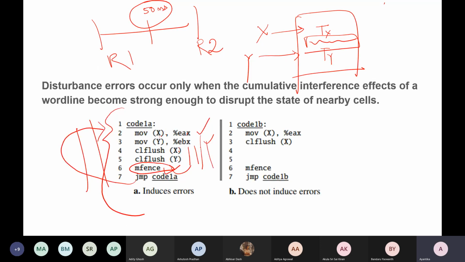That's why it is important to flush the cache, and also ensure that once the flushing of the cache is done, only then will the next read operation start. And that will not be from the same place, because this is the same thing.